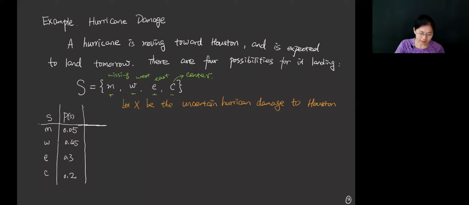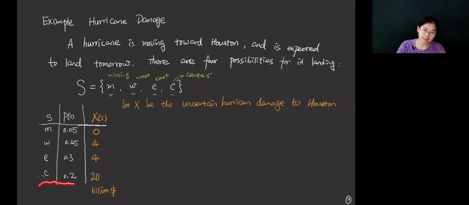We use X to denote the numerical outcome of hurricane damage, the uncertain hurricane damage to the city of Houston. Suppose that the damage would be 0 if the hurricane misses the city. The damage would be $4 billion if it lands on the west side, and also $4 billion if it lands on the east side, and $20 billion if it lands in the center of the city. Now you can see the random variable X is a function of the state space, of the state of the world. It's a function that maps from the state of the world to the numerical outcomes of the damage.